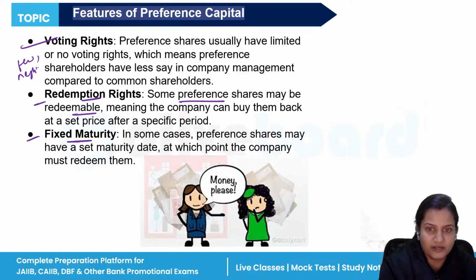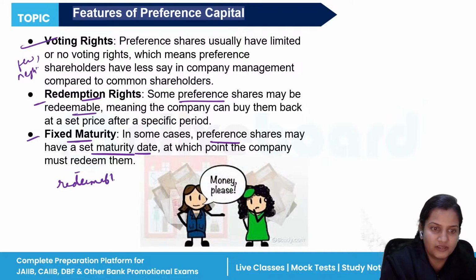They have a fixed maturity. Preference shares may have a set maturity date, that is, they can be redeemable. A fixed time period is mentioned.